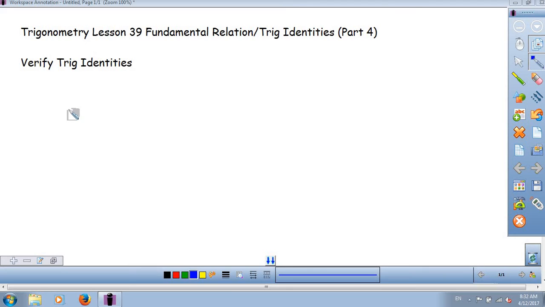And then also remember, we don't want to introduce radicals. Okay, so those are a few pointers that we want to use, but always start with the more complicated side. Alright, so let's take a look at some examples.